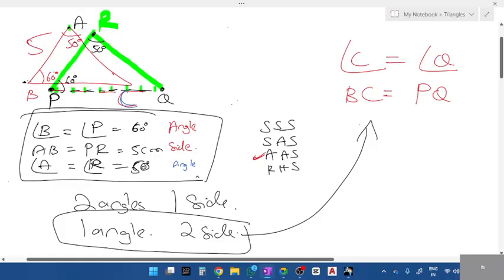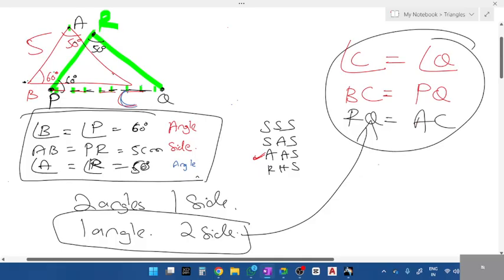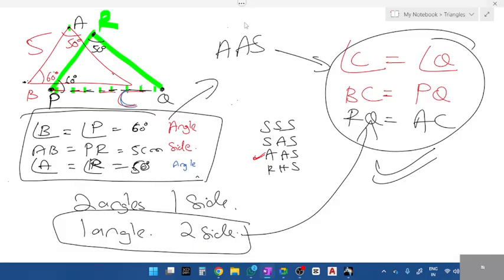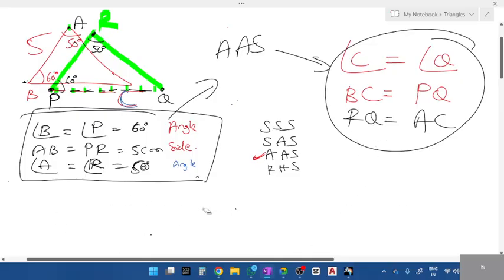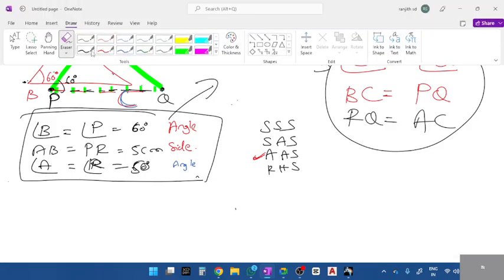BC. Now tell me what's the other side which is missing? RQ. RQ will be equal to AC. This will automatically be equal because when you superpose, it is congruent under angle side. Therefore, these three angles will be equal. Fine. So how do you write this, students? How do you write if both the triangles are equal? Now can you all tell me how will you write it?